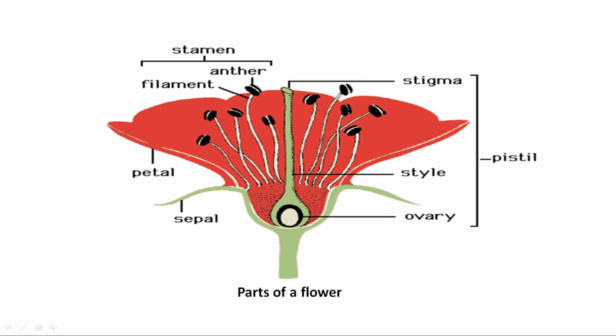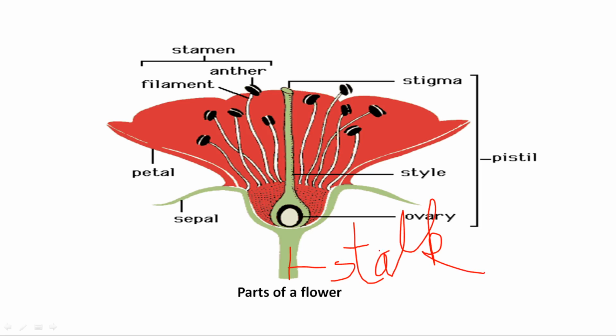So first we'll look at the bottom, it has a stalk. This one is the stalk, where the flower is attached to the stem. So this is the stalk.